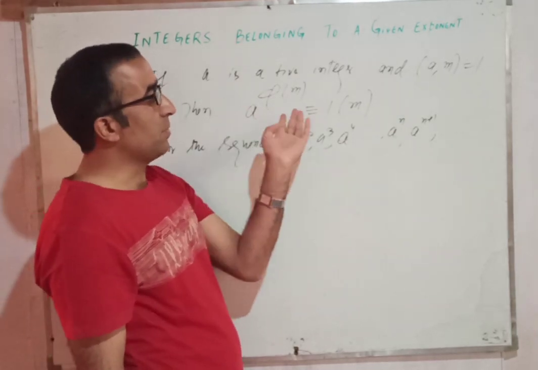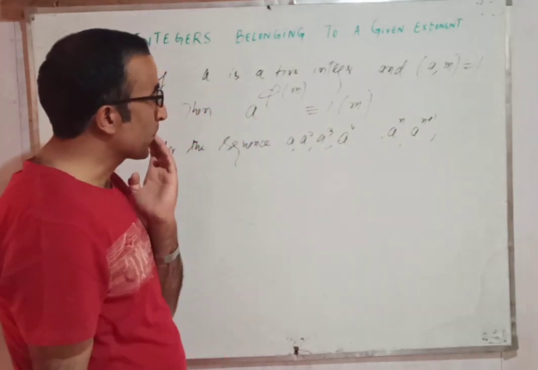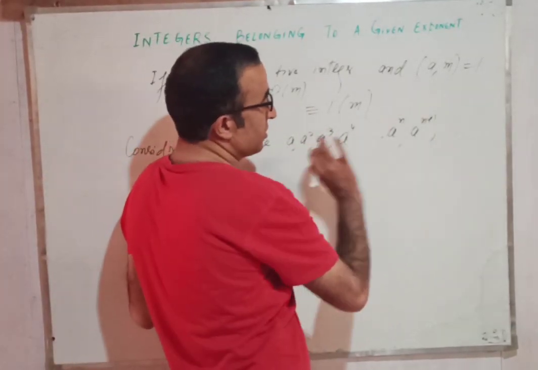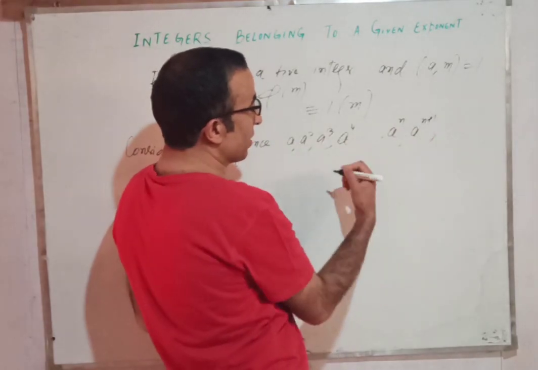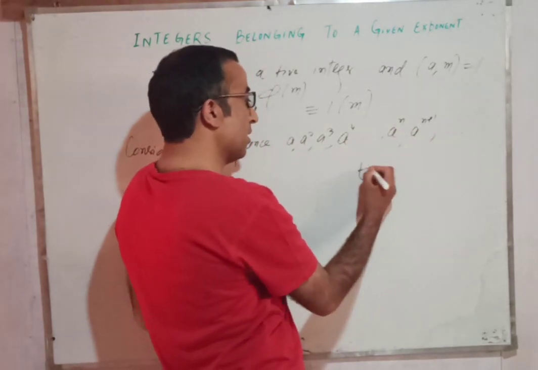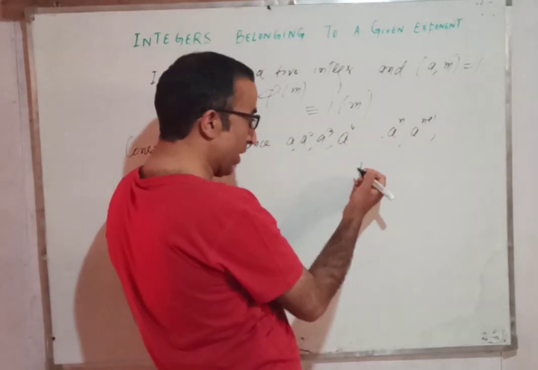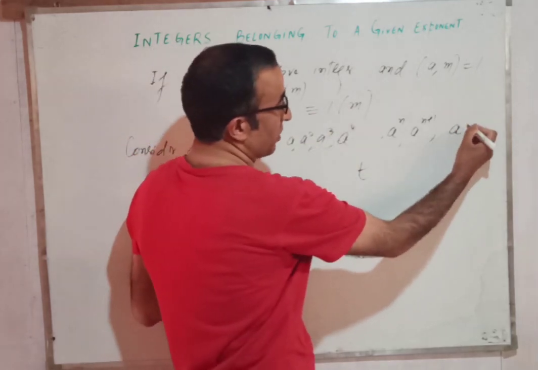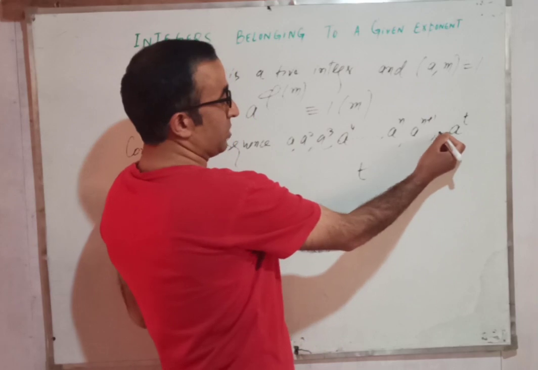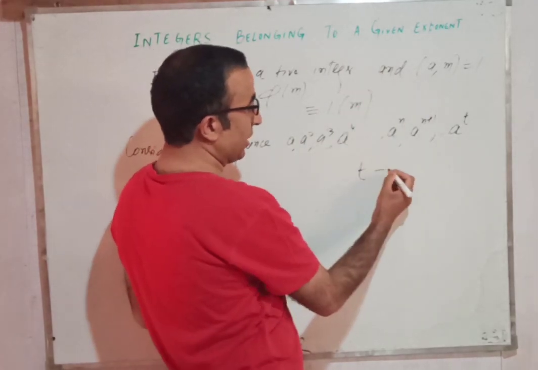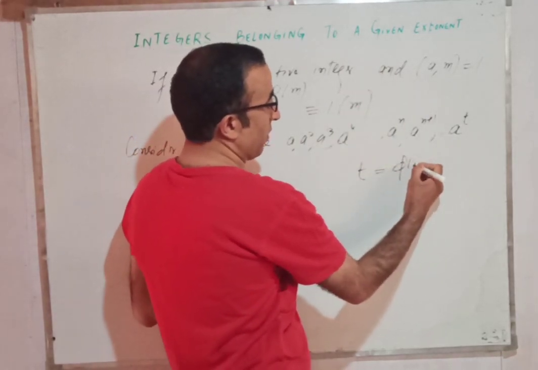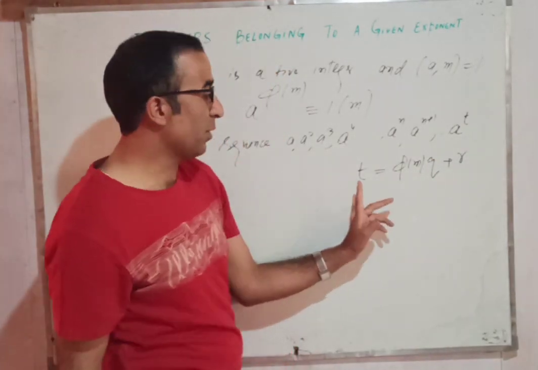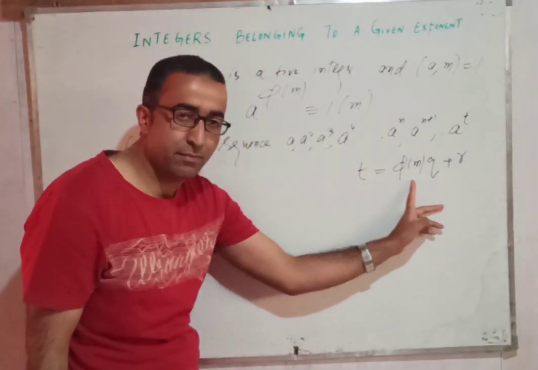Okay, if I choose some integer in this sequence, a power, say some t, which is greater than phi of m, then I can divide this t by phi of m. Somewhere I have a power t in this sequence. This t can be written as phi of m into q plus r by using the division algorithm. I am dividing this t by phi of m.